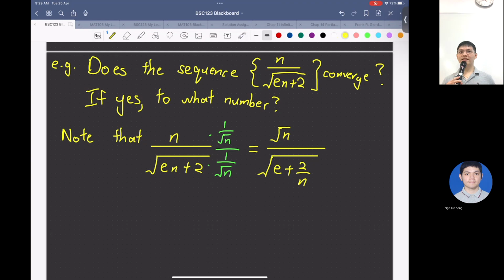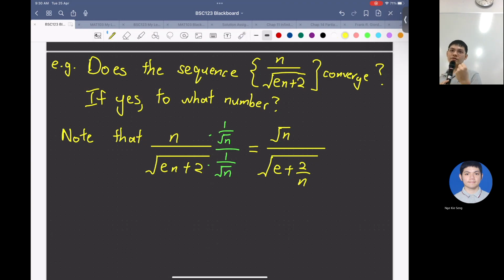Can you see the convergent sequence inside the denominator? What's the convergent sequence there? 2 over n. So 2 over n converges to where? 0, because you can look at the continuous limit of 2 over x. 2 over x goes to 0 when x goes to infinity, so the discrete limit is also 0. So 2 over n goes to 0. e, of course, goes to e. So e plus 0 is e. You can see that the denominator converges to square root e.